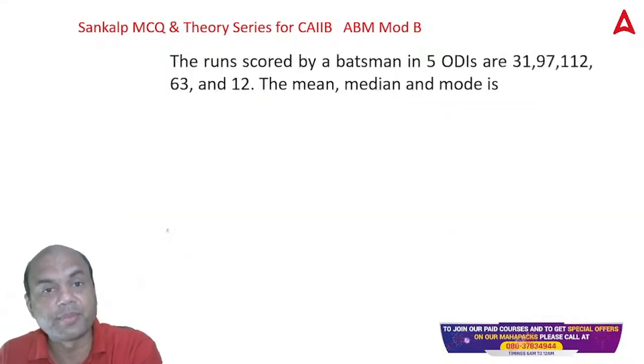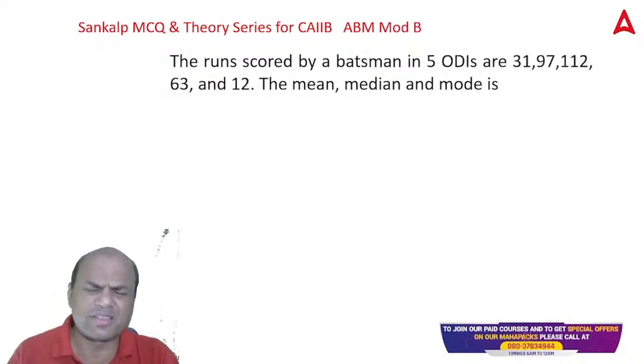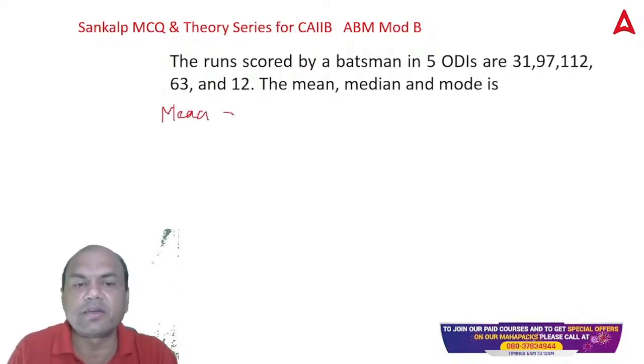The runs scored by the batsman for 5 ODIs are this. Find the mean, median and mode. Okay. Simple one. Let's do it. Mean. What is the mean? Mean means average. Mean is always average. So what is the average?